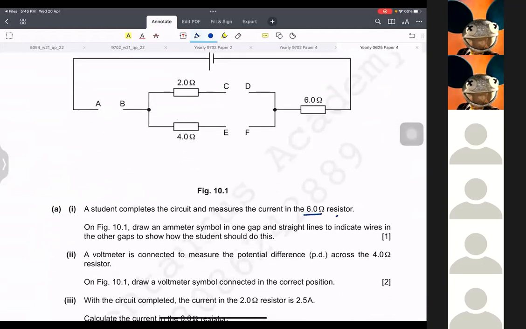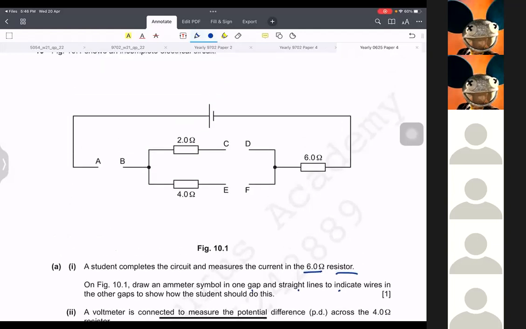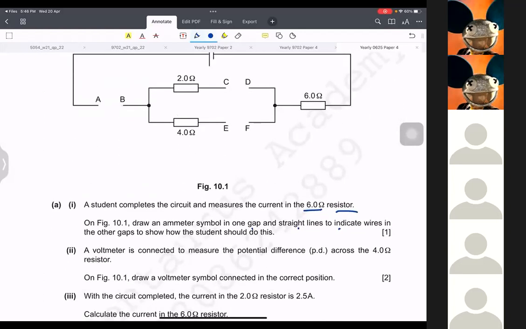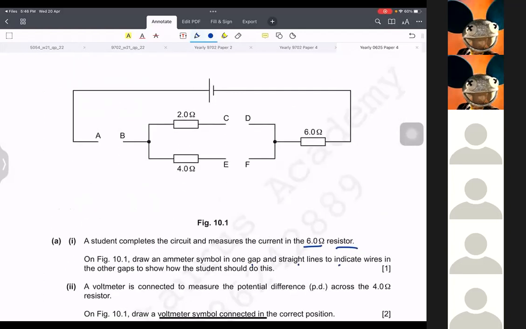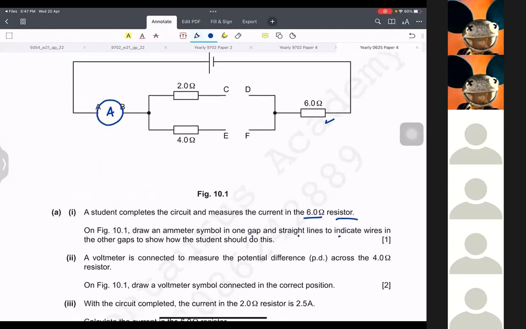Now, this question, a student completes a circuit and measures current in a 6 ohm resistor. Fine. On the figure, draw an ammeter, symbol in one gap and straight lines to indicate wires in the other gap, showing how the student should do this. What is this, by the way? I don't understand it at all. Okay, so to find current in 6 ohm, we must put an ammeter right here, because this is connected to the main wire, and main wire will give you the current.